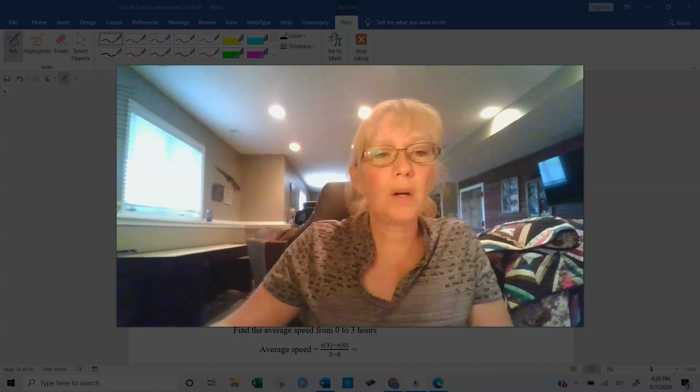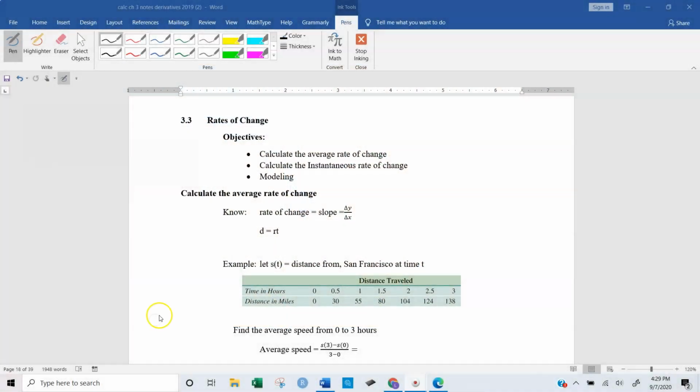So make sure you got your 3.3 notes out. Let's see what we got. All right, we're going to calculate the average rate of change. We're going to calculate the instantaneous rate of change. So that's at a very specific point, and then we're going to do some story problems with it.